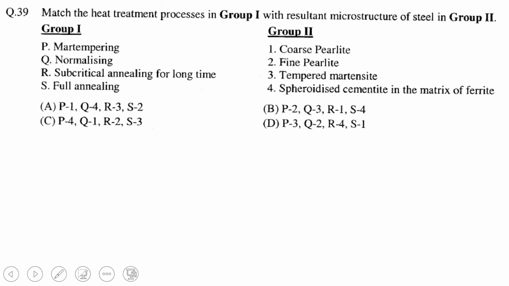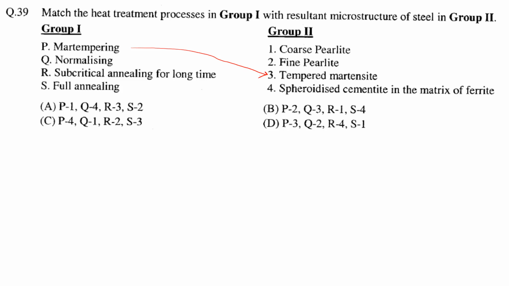Okay, next, match the heat treatment process in group 1 with the resultant microstructures of steel in group 2. See, first is Mar tempering, right? Then normalizing, subcritical annealing for long time, full annealing. So what is formed in Mar tempering? First we will form martensite, then we will do some tempering, so it will form tempered martensite. So P matches with your 3.